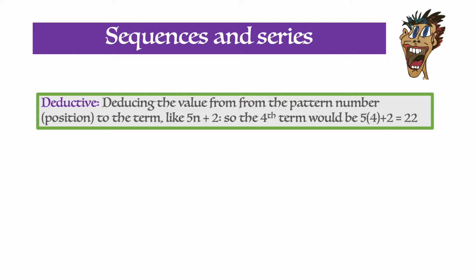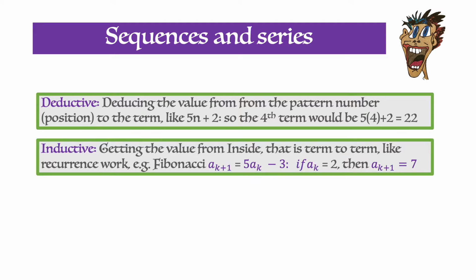That's deductive. Now, inductive is on the inside, a bit like the Fibonacci sequence, recurrence formulae, stuff like that. So to find the next value here, you times the first value by 5, take away 3. So say it starts with 2, 5 twos are 10, take away 3 is 7. And so that's how you find those formulae there.